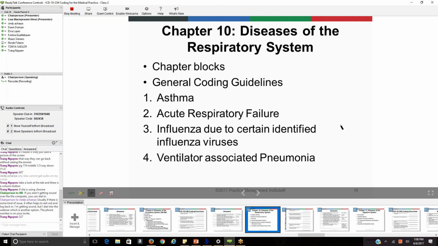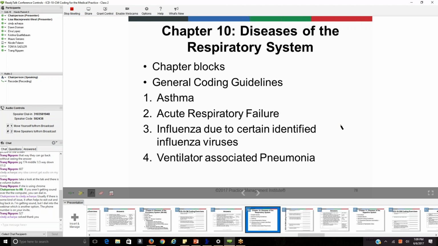Now, general coding guideline for Chapter 10: when a respiratory condition is described as occurring in more than one site and is not specifically indexed, it should be classified to the lower anatomic site. For example, tracheobronchitis to bronchitis in J40. Use additional code.